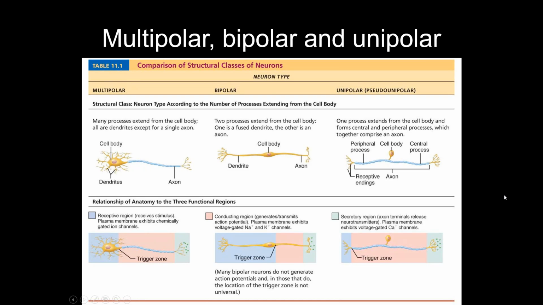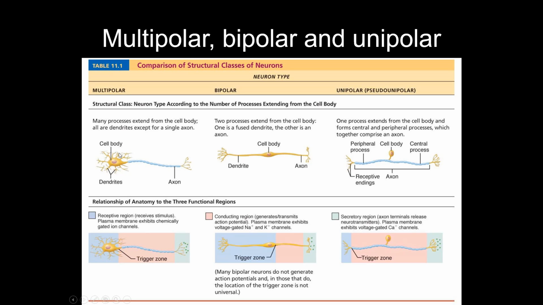This video is part 2 of the nervous system basics, and it's going to be starting in the notes at the place where it says multipolar neurons. This table 11.1, my note is that it's on page 396 in your textbook. What you need to know about the difference between multipolar, bipolar, and unipolar is predominantly that the number of things connected to the cell body is what determines which of these it's going to be.